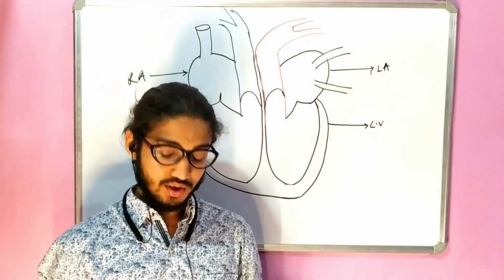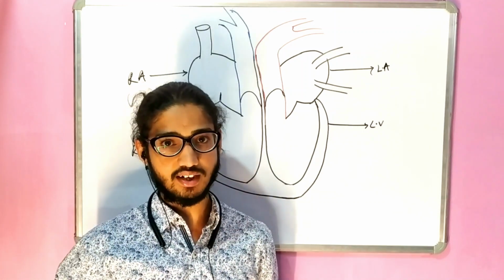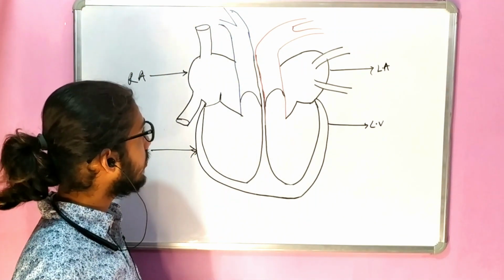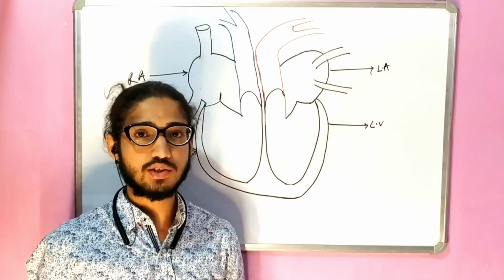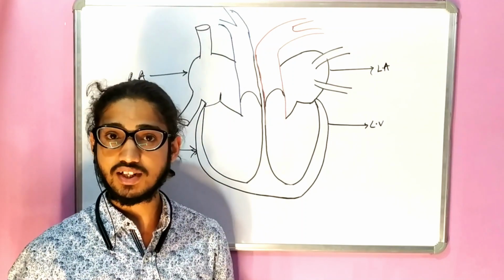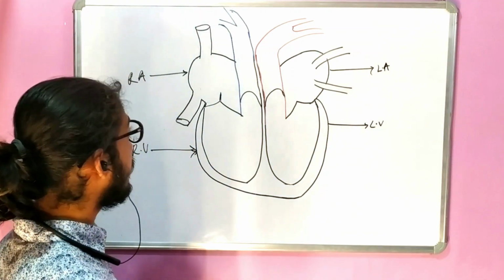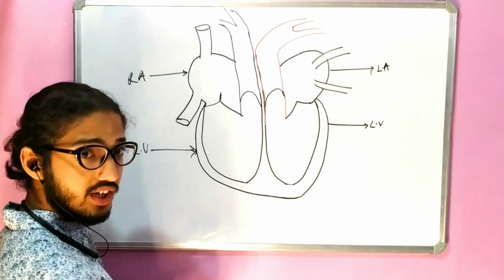Okay guys, so now we'll talk about the cardiac cycle and its phases and the events that are happening. Okay, so as you can see, I've already drawn the structure of the heart here. In case you don't know the structure of the heart, you can refer to my previous videos where I've covered the detailed anatomy of the heart. You will find it on the YouTube channel. Okay, now let's start with the cardiac cycle.